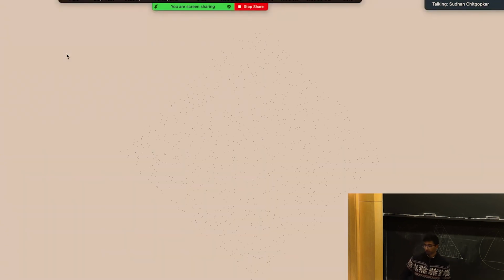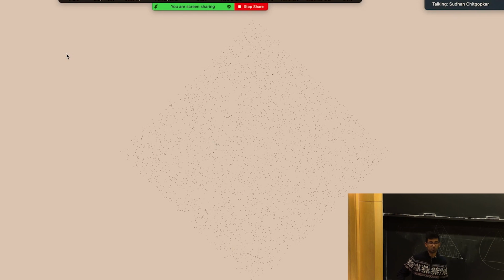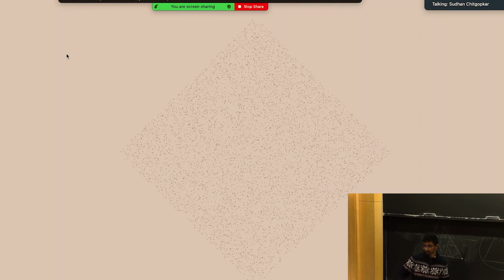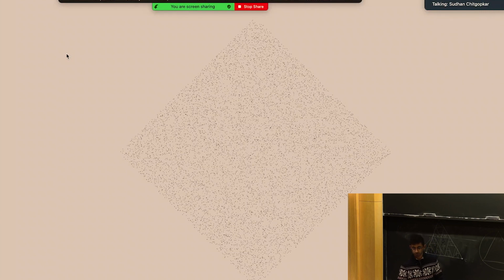So I claim that this square should be entirely filled in with points because it should be possible for us to get anywhere within the square from some given starting point that's also within the square. And I think we're slowly getting there. So yeah, this process didn't work for a square, which is interesting.